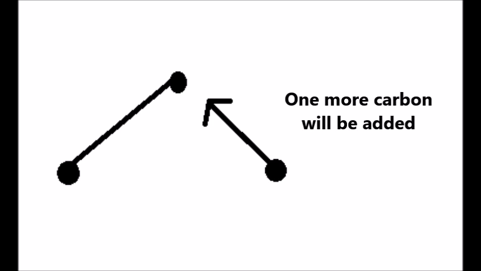In line formula, one line has 2 carbons, since the 2 tips of the line or the dots are carbon. If 1 more carbon is added, then connect 1 more dot from the first line, and it will look like this. This alkane is called propane.